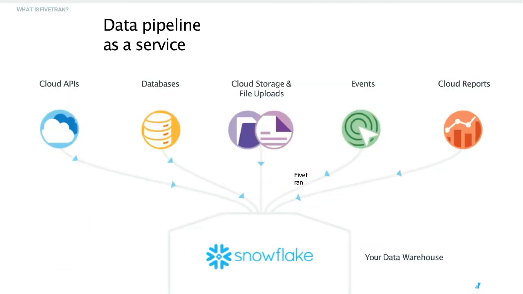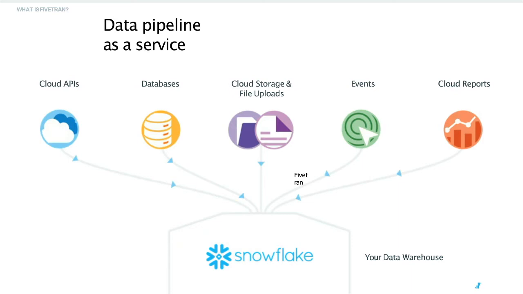To dive in a little bit deeper into the actual integrations and categories of data connectors that Fivetran offers, we connect to cloud APIs and databases. We also have cloud storage and file uploads. We can pull various events, and you can send events directly to us. We also support some cloud reports, and we load them into your data warehouse. So we're essentially the pipeline between your various data sources and your data warehouse.